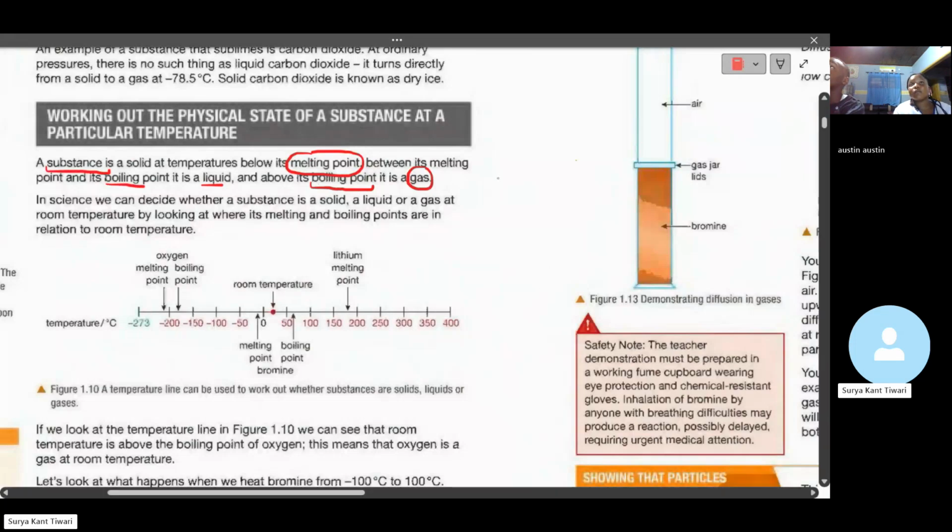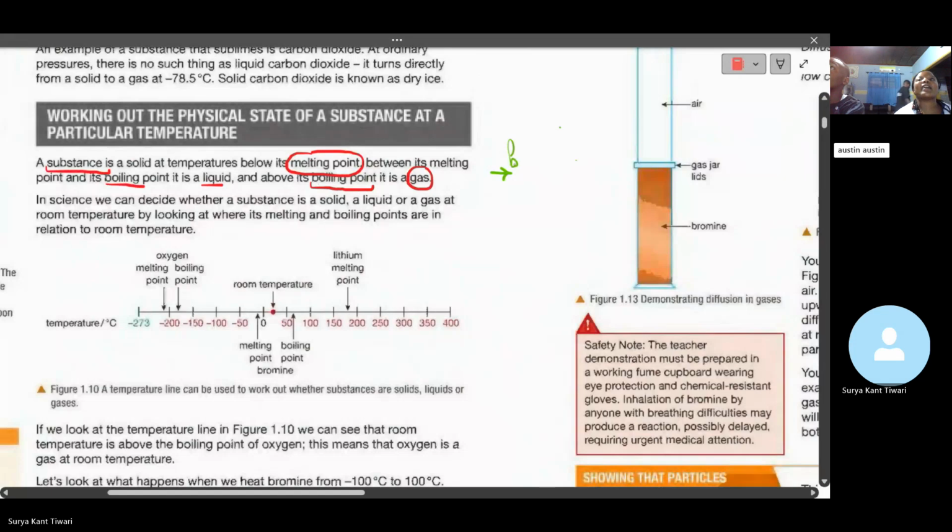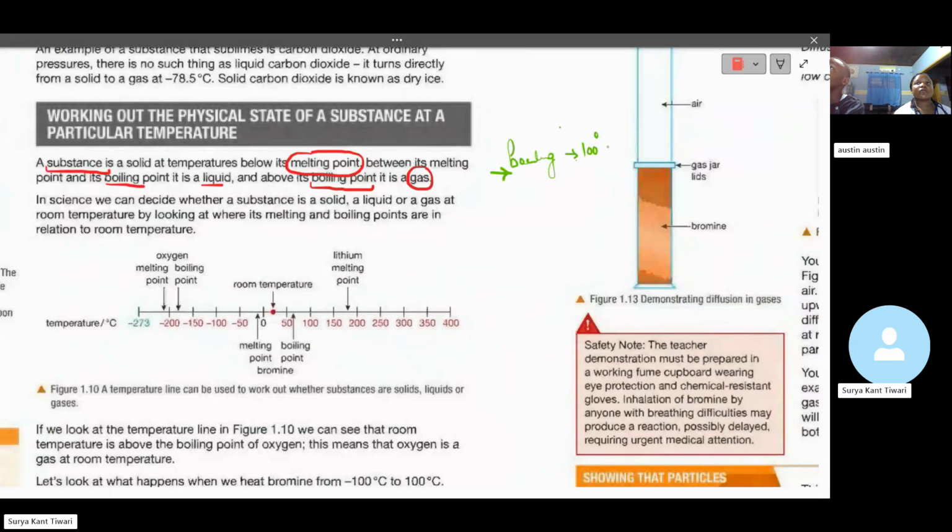What is the boiling point of water? It is exactly 100 degrees Celsius. And what is the melting point? It depends. You can say 4 degrees Celsius, or 0 degrees also.